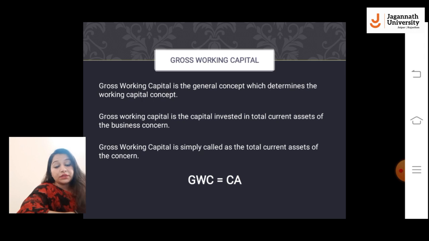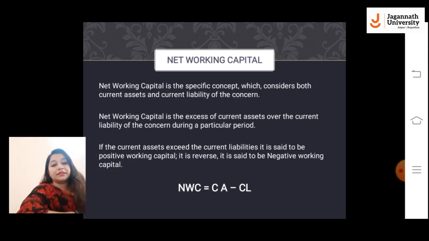Next is gross working capital. Gross working capital is the general concept which determines the working capital concept. Gross working capital is the capital invested in total current asset of the business concern. Gross working capital is simply known as total current asset of the concern.